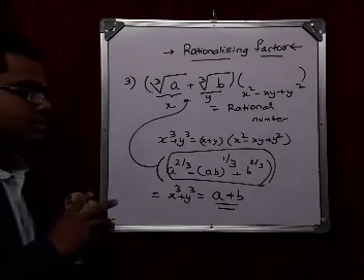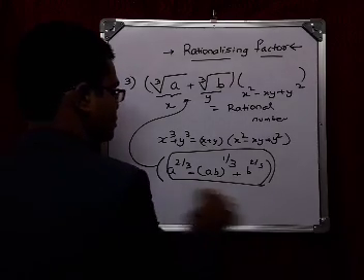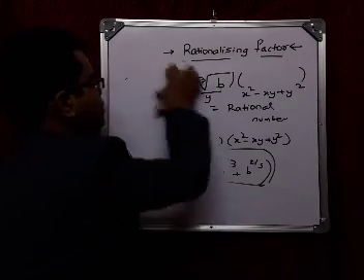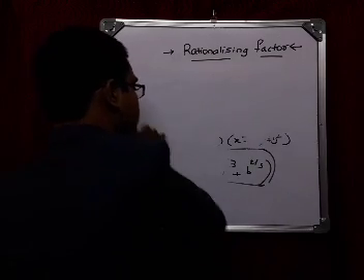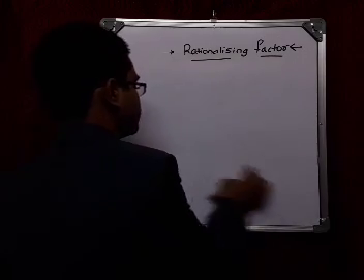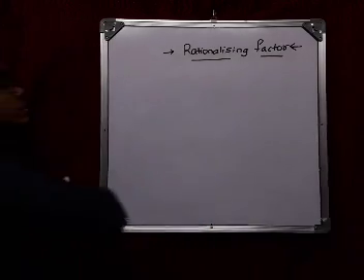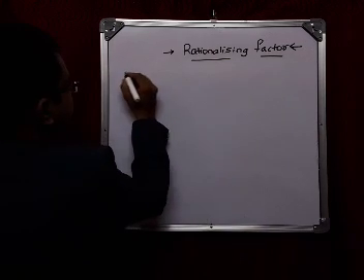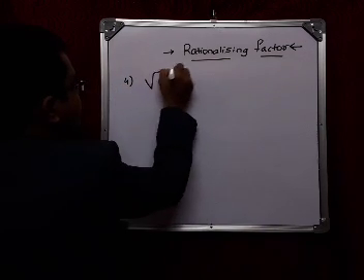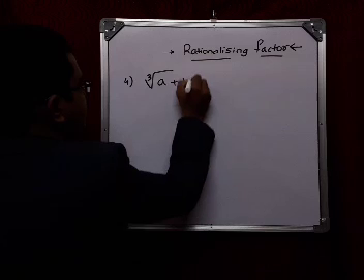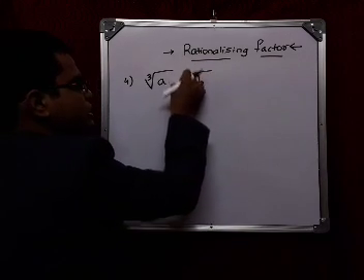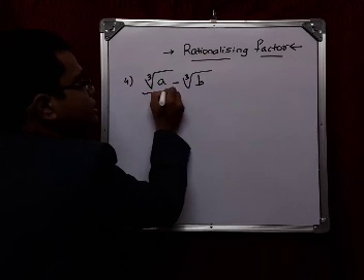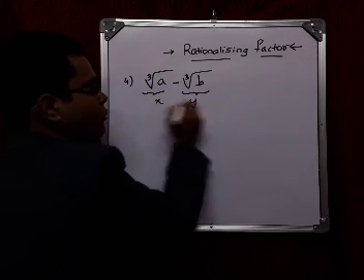I am erasing this. Now immediately some other doubt will come. Sir, what about cube root a minus cube root b? Fourth point, cube root a minus cube root b. I think before we have seen cube root a plus cube root b. Now for cube root a minus cube root b, think of this as number x, think of this as number y.